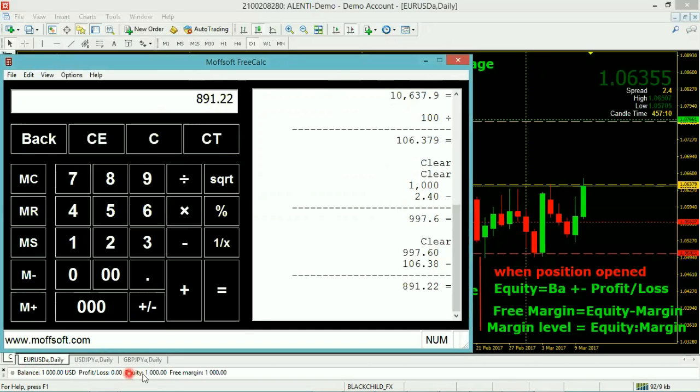That's when your balance will become the equity, at that time when you close all your positions, right?